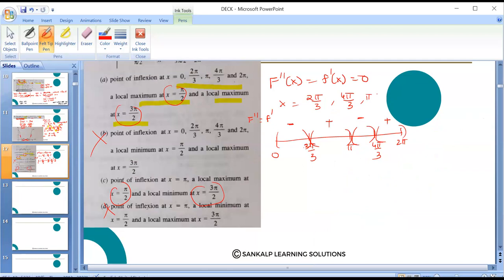So there is a change, minus to plus, plus to minus, and minus to plus, at 2 pi by 3, at pi, and at 4 pi by 3. At all these places. But if you see A and C, in A, of course, 0 cannot be point of inflection. 2 pi by 3, pi and 4 pi by 3 can be there. 2 pi cannot be point of inflection. But here they have taken the point of inflection as pi, which is correct. So option C is more correct. And option A is a little bit wrong also. So we can't take that.